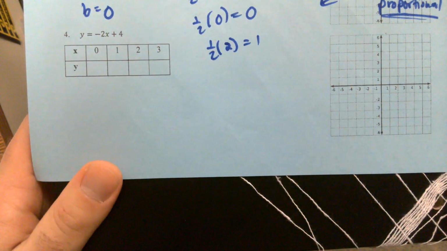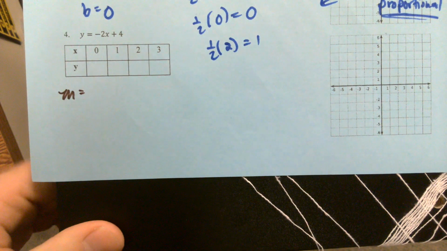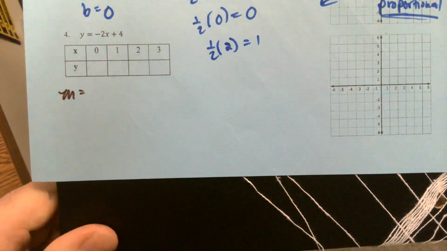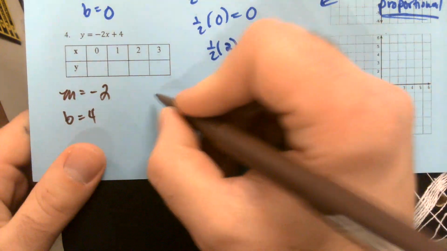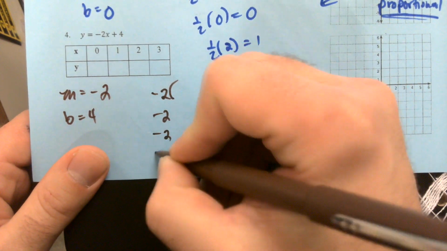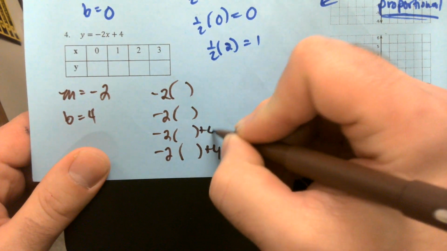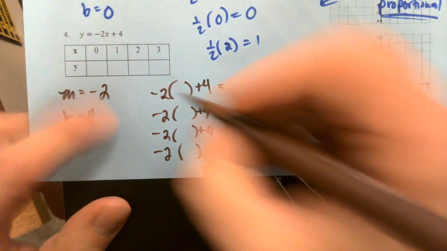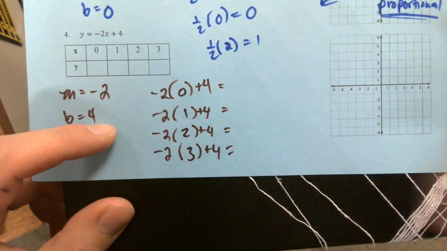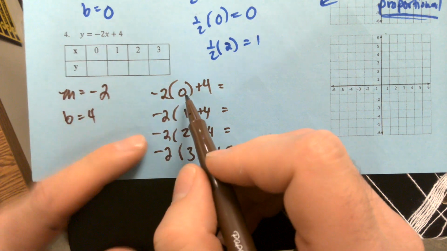So we got the last one, y equals negative 2x plus 4. What's my m here? Is it negative 2 or is it 4? Negative 2. What's my b? 4. So we'll plug in each of these x values from our table, multiply them all by negative 2, and then add 4 to that. So we got 0, 1, 2, 3. What's negative 2 times 0? 0, plus 4 is 4.